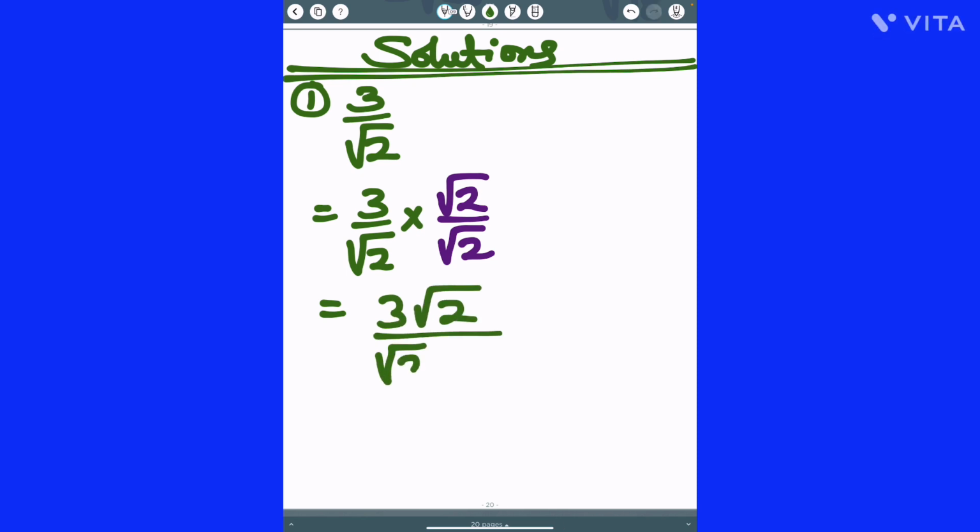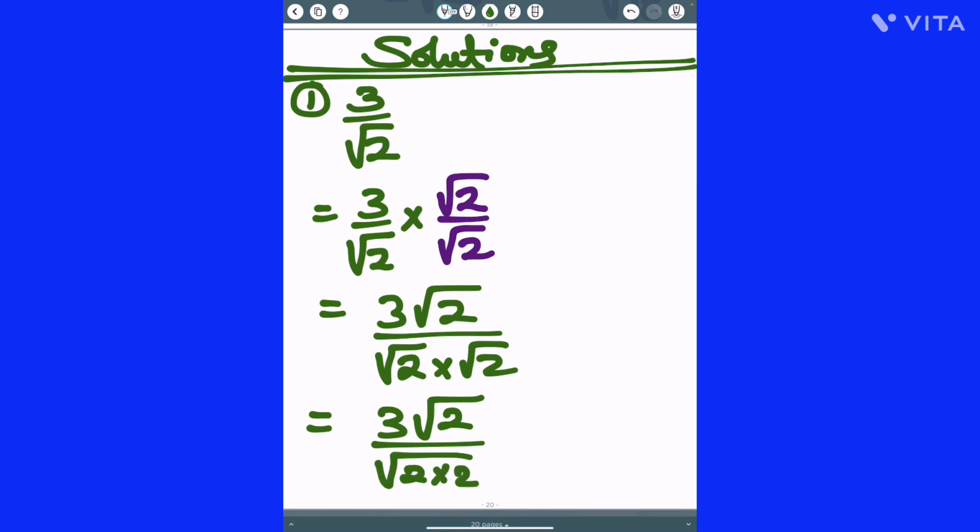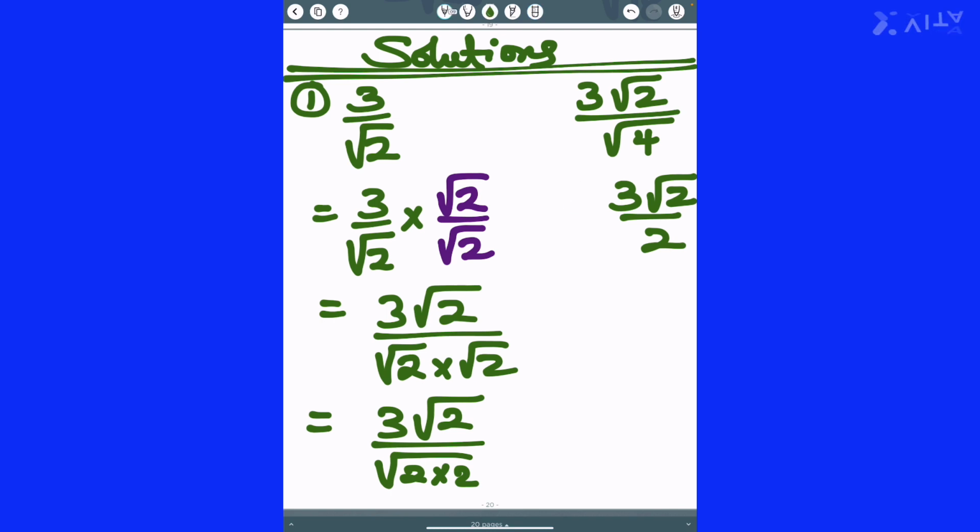This will give you root 2 times root 2. That leads to 3 root 2 over root 2 times 2. So on simplifying, that will give us 3 root 2 all over root 4. Root 4 is 2, so that gives 3 root 2 over 2. So that's the answer to question 1.